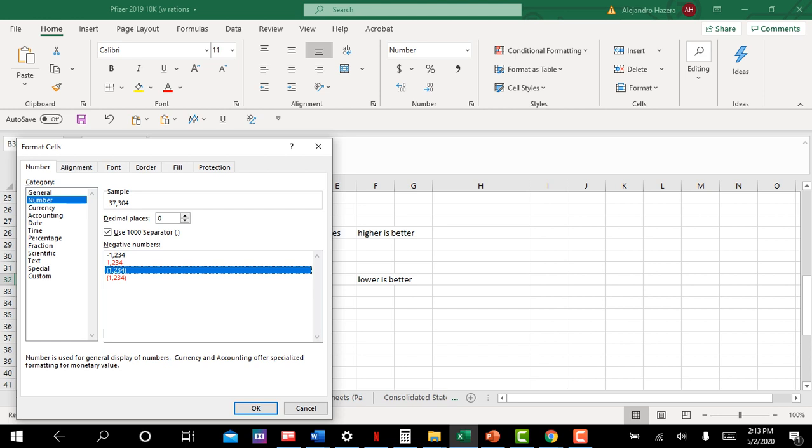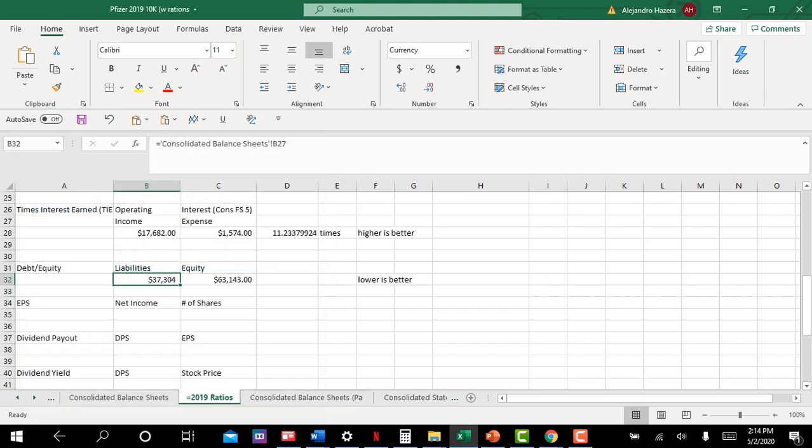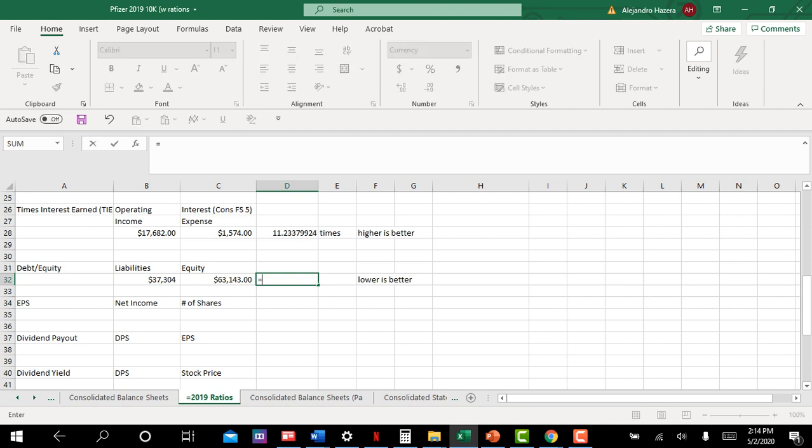Okay, and so it looks to me, after I format this here, like it's not going to be too bad because it's going to be less than 1. So you've got 37,000 divided by 63,000. I'm going to leave the dollar sign there because this is saying that for every dollar of equity, your company only has 59 cents of debt. So that's not bad. It's lower than 1, and you'd have to compare this to another company, which is what I'm going to have you do in your next assignment with respect to ratios.